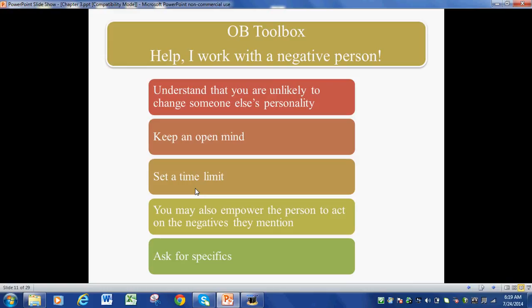One, you have to understand that you are unlikely to change someone else's personality. It's not going to happen. You could do your best. You could try a little bit. I've tried before in the past. But you have to know and understand that that person's that way for a reason. Leave them that way. Doesn't mean you have to fully avoid them, but don't invest too much time in them, because their negativity will bring you down. I can guarantee you that.